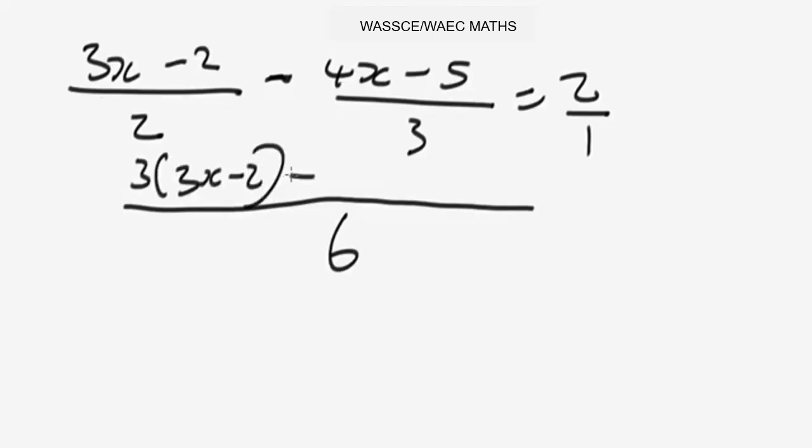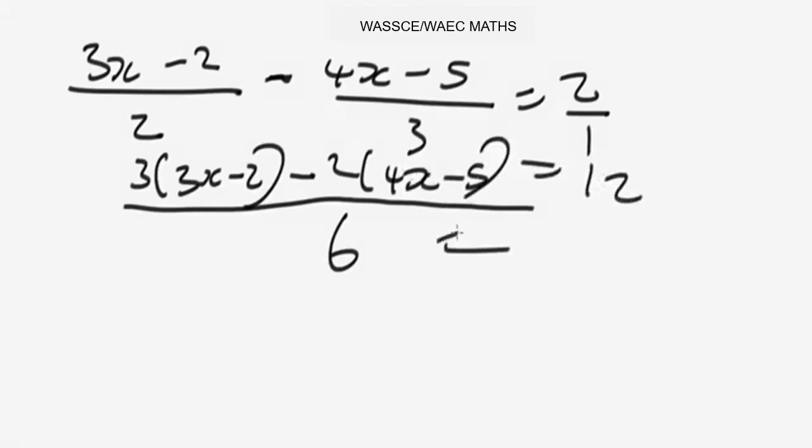Alright, now we have minus, and 6 divided by 3 gives us 2. So 2 will multiply what we have here at the center. So we have 2 in bracket 4x minus 5, equals 1 times 6, which is 6. 6 times 2 gives us 12. So at this juncture, we will no longer make use of the LCM. So let's simplify what we have at the numerator.